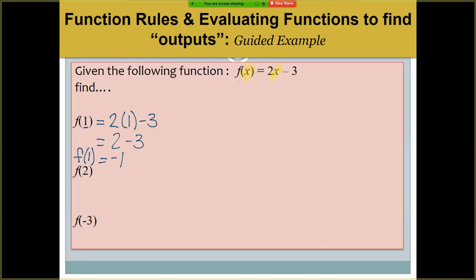For the second question, we're going to find f of 2. Going back to that same function, f of 2 means go to the function. Anytime you see x, replace it with 2. So 2 times 2 minus 3. 2 times 2 is 4. 4 minus 3 is 1. So f of 2 is just 1. See if you can do the last one. Take the function and plug in negative 3 this time.